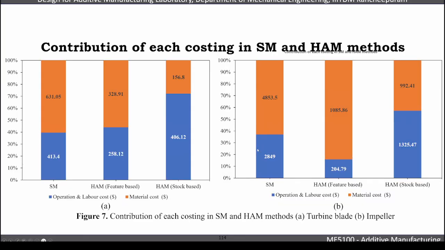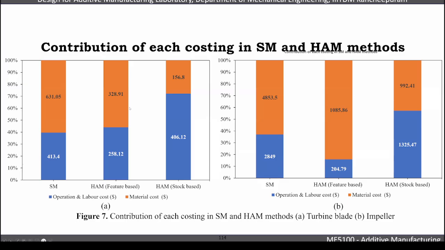This is a data I skipped for the brevity of time. So here you can see this is the subtractive manufacturing. This is hybrid additive manufacturing, but it is based on feature-based volume partitioning, where I am partitioning complex features, apportioning them to AM, and then simple features to conventional manufacturing.